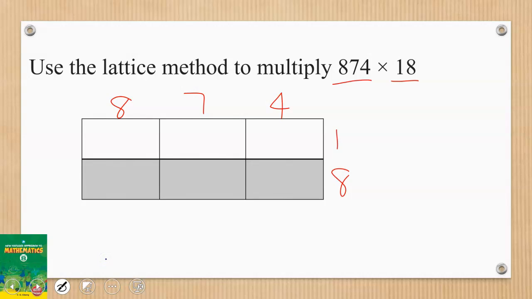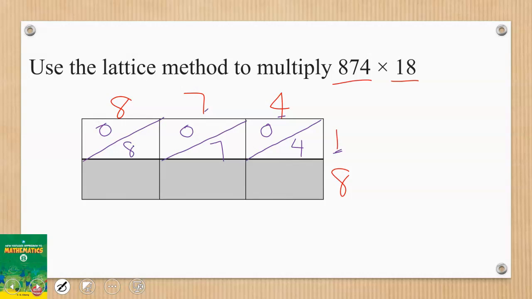Then we can now do our multiplication. Each of the boxes we divide diagonally into 2. So we do the multiplication of the top number, that is the 1. So 1 will multiply through the 4, the 7, and 8. So 1 times 4, we know that it will give us 4. And so we put 0, 4 because we want to have 2-digit numbers. Then 1 times 7 is 7, so we write 0, 7. Then 1 times 8 is 8, so 0, 8.